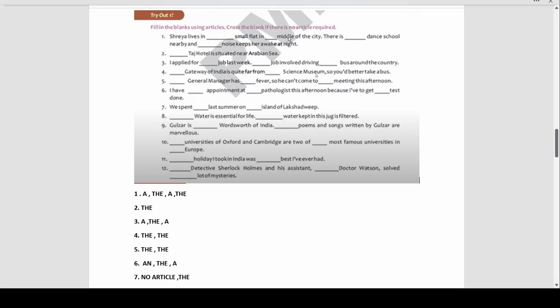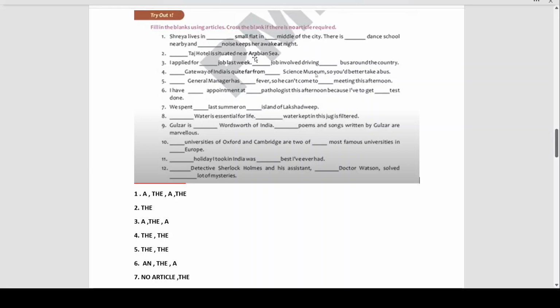There is a dance school nearby. We don't know which dance school. There is some general dance school nearby, and the noise keeps her awake at night. We know that there is something specific which keeps her awake at night. What is that? Some noise. So the noise keeps her awake at night.